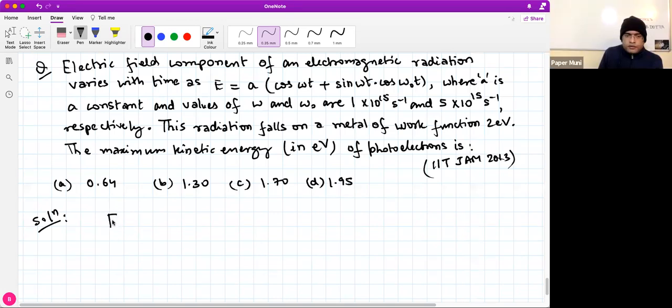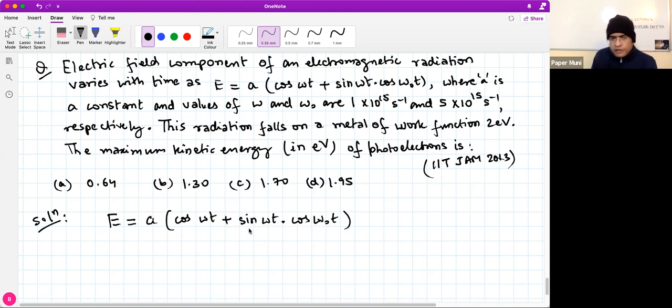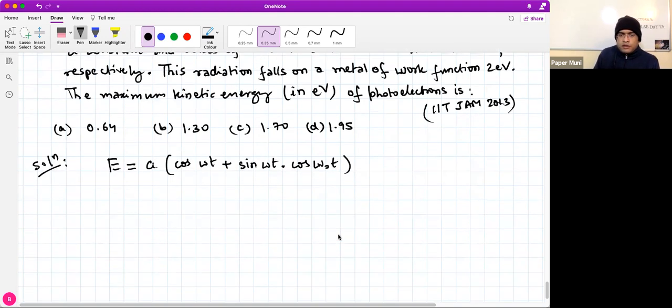So if you write down this E is A (cos omega t plus sine omega t), and then we have cos omega naught t. It apparently looks like we have only frequencies omega and omega naught, because we have been given these two values, but there is a catch here. This is not the superposition of two waves, there is a superposition of three waves. So just apply our very old friend from 9th and 10th standard trigonometry.